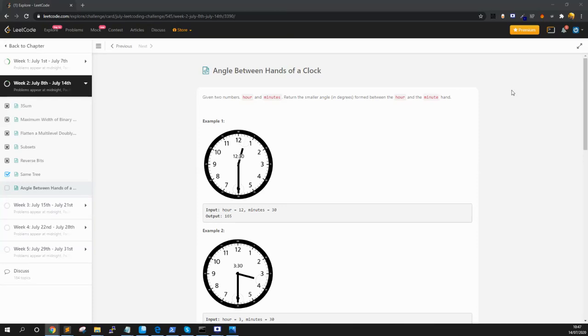So here we are, guys, about to attempt a new Leetcode test.